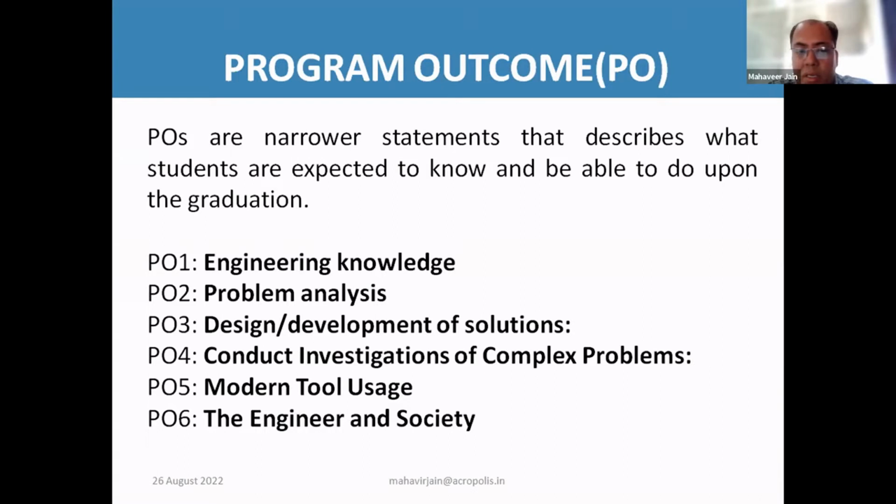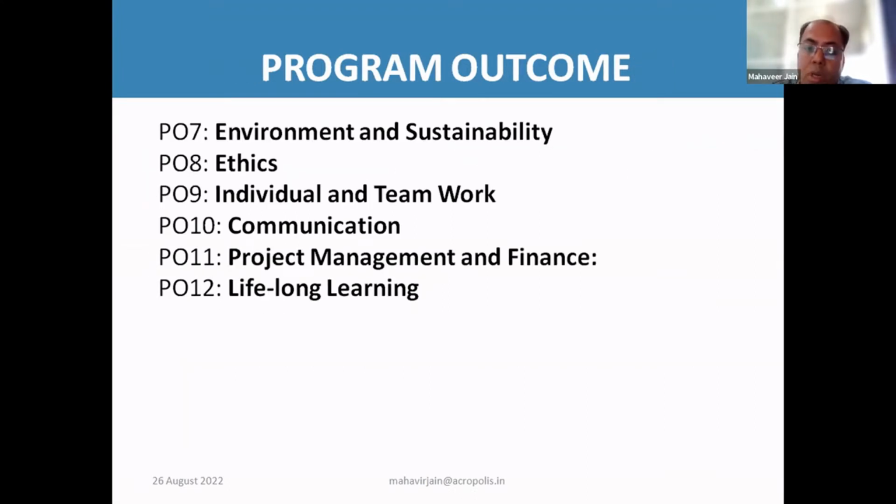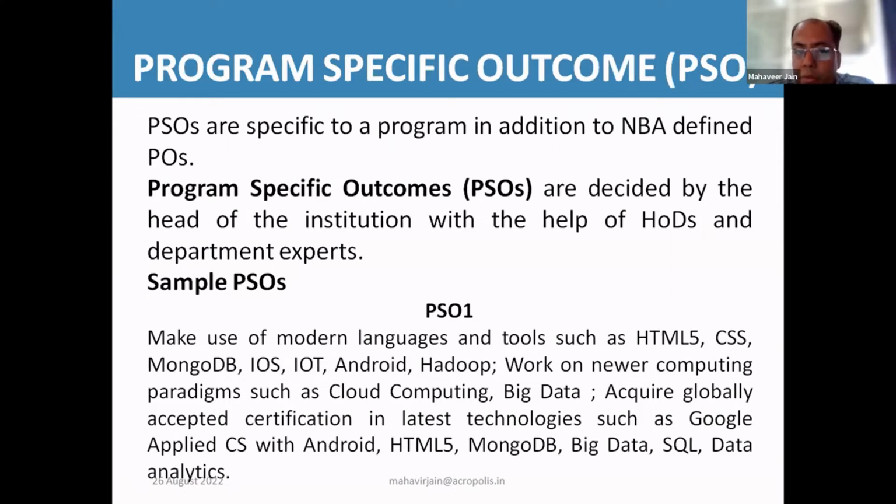The program outcomes, we all know, have been taken from the Washington Accord. They are 12 in number. So PO1 is engineering knowledge, PO2 problem analysis, PO3 design and development of solutions, PO4 conduct investigation, then modern tools, the engineer and society, environment, ethics, individual and team work, communication, project management, and lifelong learning. I think these program outcomes are the same whether we are teaching in Madhya Pradesh or in any other part of the country. So we all know.